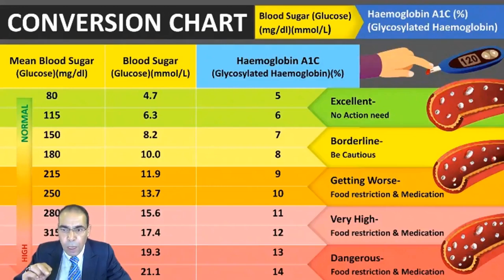If it's 9 to 10, that is getting worse. Food restriction and medication is needed. 11 to 12, very high, extra medication and extra restriction with food. If 13 to 14, it's too dangerous, and you really need to control the amount of carbs and sugar that the person is taking. That's very dangerous. As long as you are below 7, for me, I used to tell people, if you are 7, that's fine, but you have to know that you're on the way up if you continue having the same lifestyle that you have.